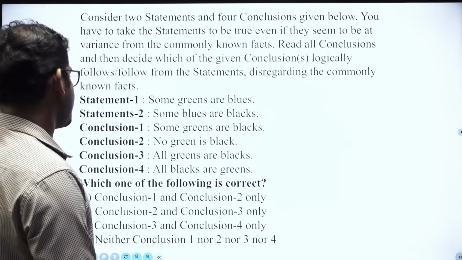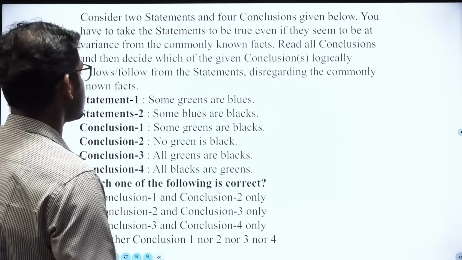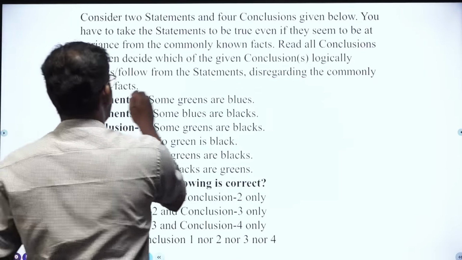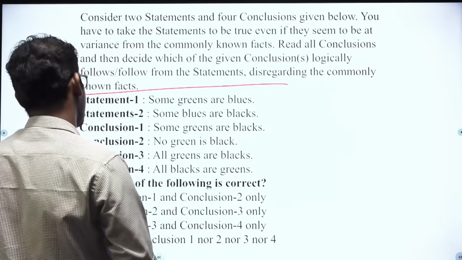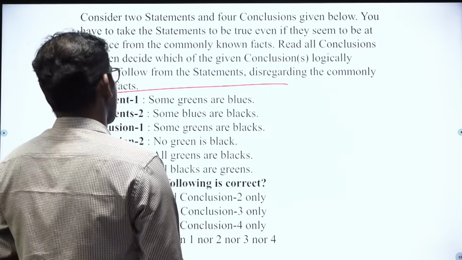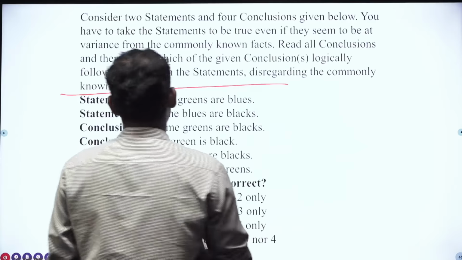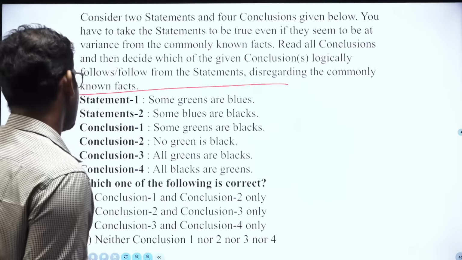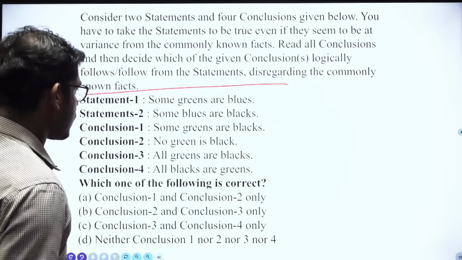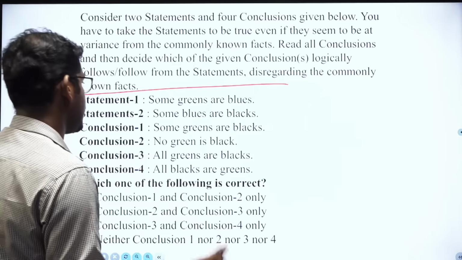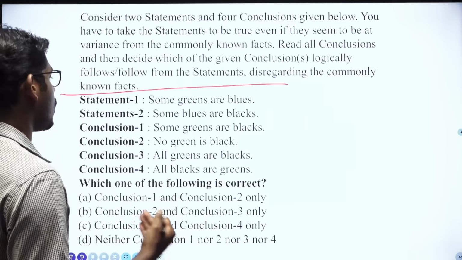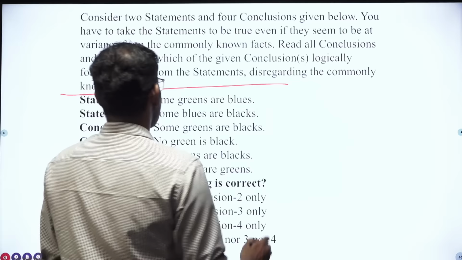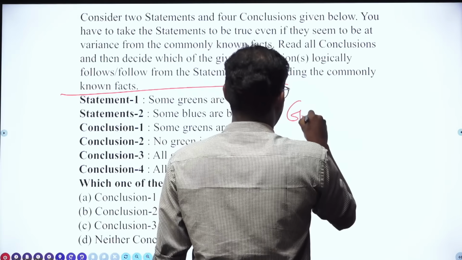I think this is the last question from UPSC papers. Okay. This last question was asked last year, in 2021 prelims. First statement, some greens are blues. Second statement, some blues are blacks. Conclusion one, some greens are blacks. Conclusion two, no green is black. Conclusion three, all greens are blacks. Conclusion four, all blacks are greens. Okay. The first one is some greens are blues.